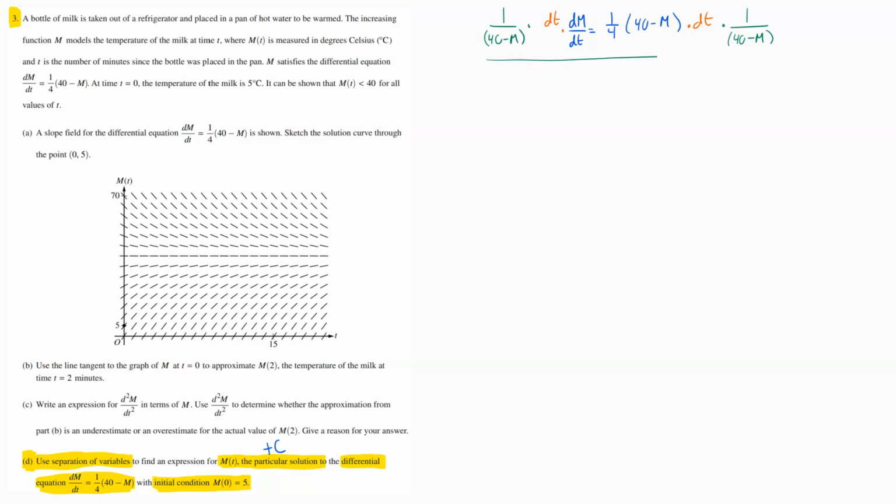Now we'll just clean this up and see where we're left. On the left-hand side, I've got 1 over 40 minus m. The dt's cancel. I've still got my dm over there, equals 1/4. My 40 minus m's are now going to cancel, and then I've got dt on this side. So we've now done the first part of the process, which is separate out the variables to the m side and to the t side. Now what you're essentially looking at is two separate integral problems. We just need to solve both of these like they're their own individual problem, and then bring them back together at the end.